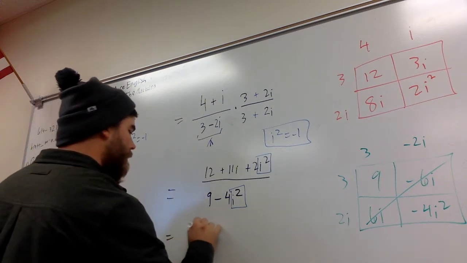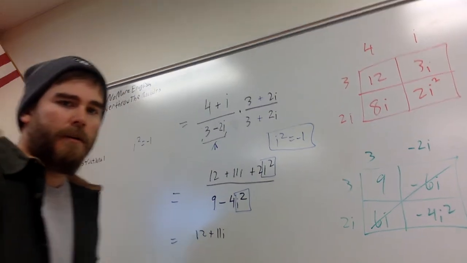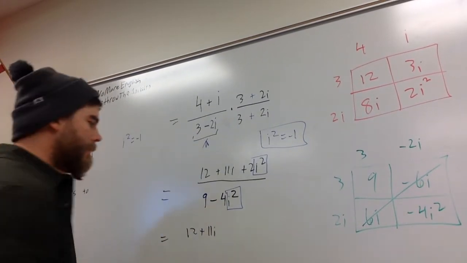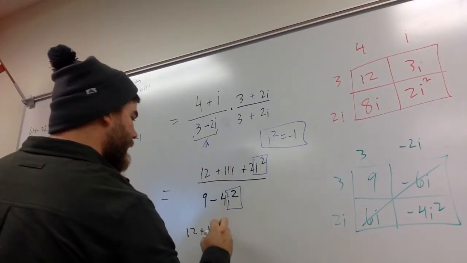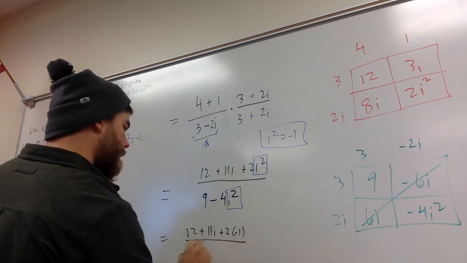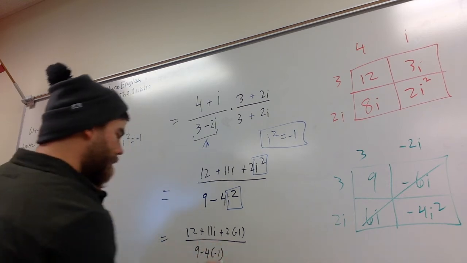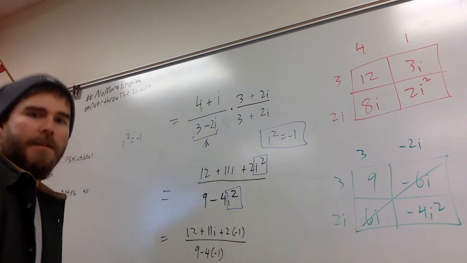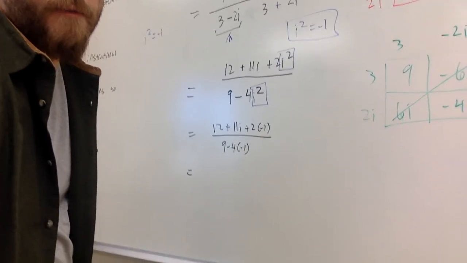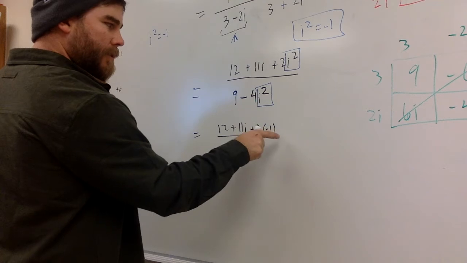I have 12 plus 11i, because that's a singular i, so I can't do anything with that. All right, so that's a singular i, so I'm stuck. But this is now a 2 times negative 1. And on the bottom is 9 minus 4 times negative 1. And if I continue to simplify this, here we go.